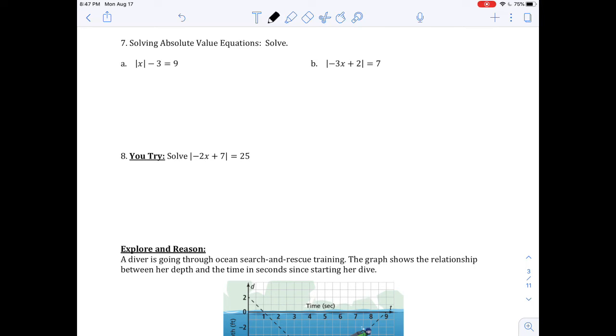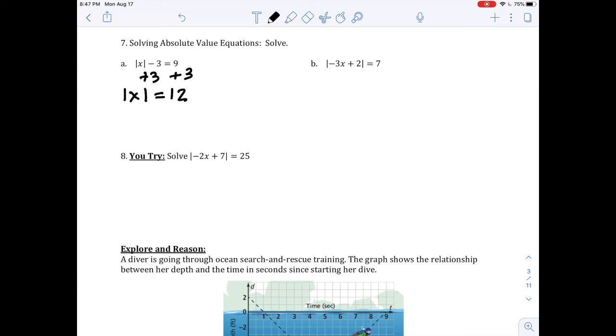So the first thing you're going to want to do is isolate the absolute value and whatever is inside of it. It might be a single variable like in A, and it might be an expression like it is in B. So to isolate it, we would add 3 to both sides. And so that's going to be the absolute value of x equals 12.